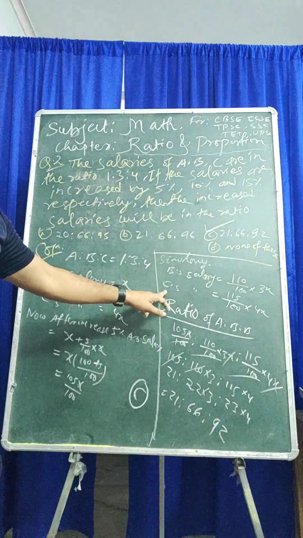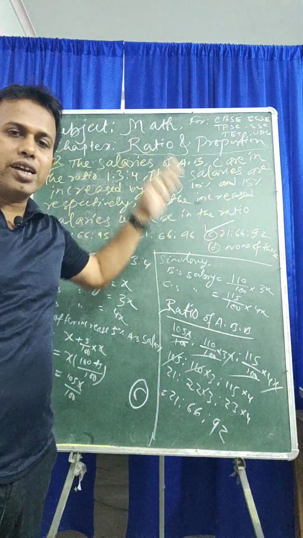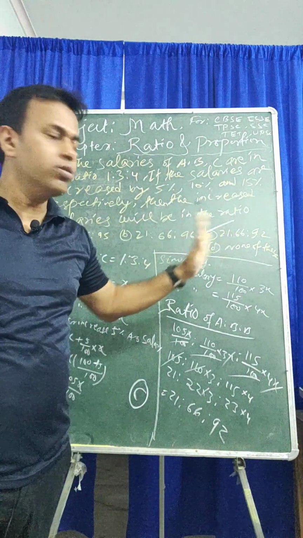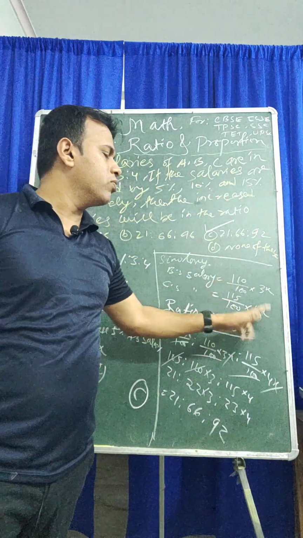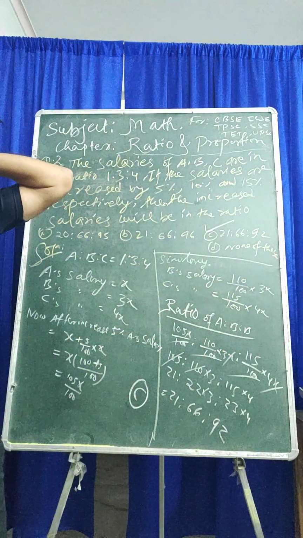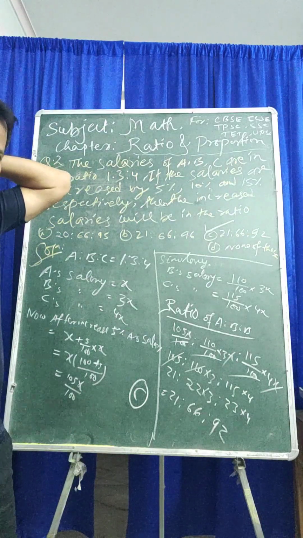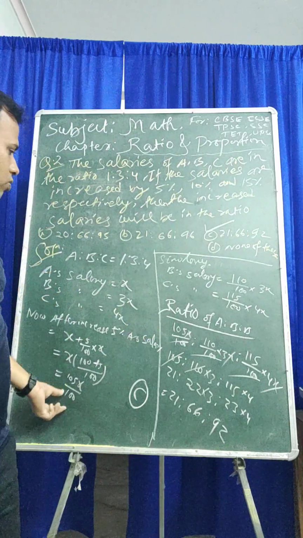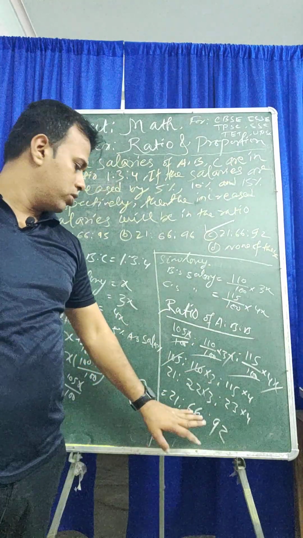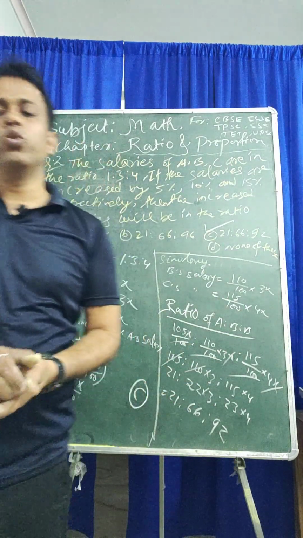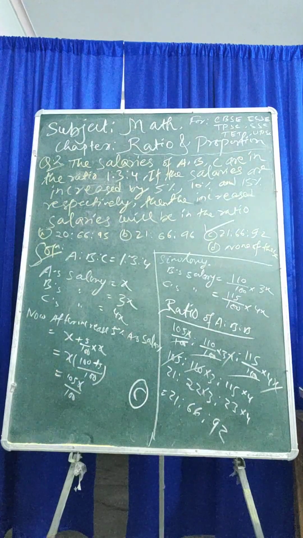Okay, and C's salary will be a 15% increase, that is (100 + 15)/100 into 4x, that is 115/100 into 4x. Now after increasing, what will their salary ratio be? This one is to this one is to this one, and after simplifying what comes? That is 21 is to 66 into 92. Got my point? So move on to the next question.